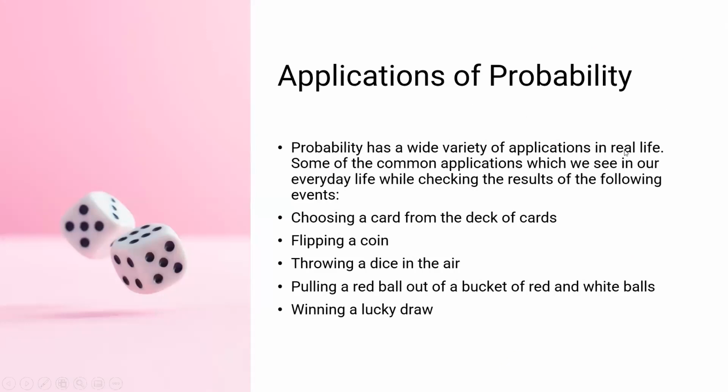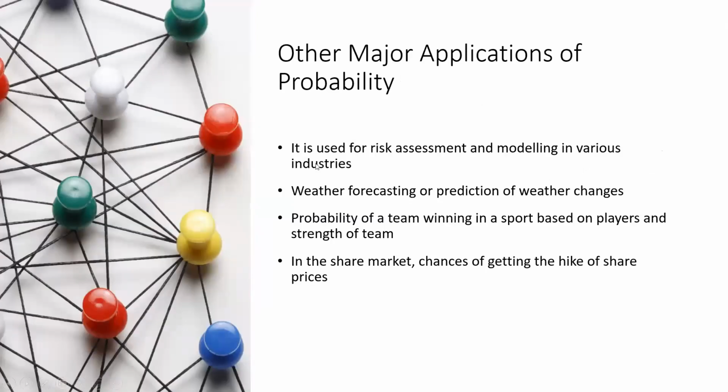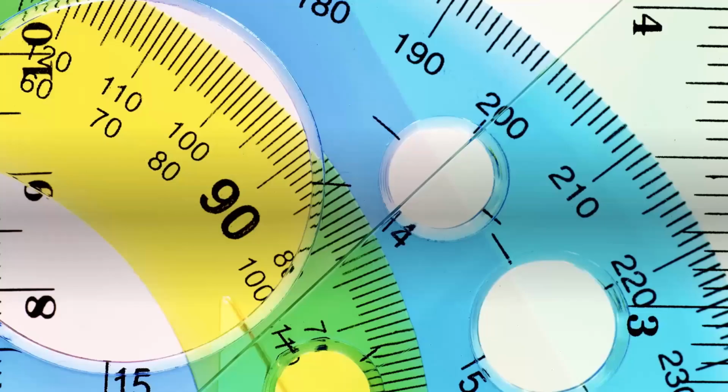So probability has a wide application and can be used in our daily life, like choosing a card from the deck, flipping a coin, throwing a dice in the air, pulling the red ball out of a bucket of red and white balls. So these are real-life examples. Other applications are risk assessment and modeling, weather forecasting and predicting weather changes, probability of a team winning in sports based on players and strength of the team, and in the share market, chances of a hike in share prices. So these are all the applications where we can apply probability.